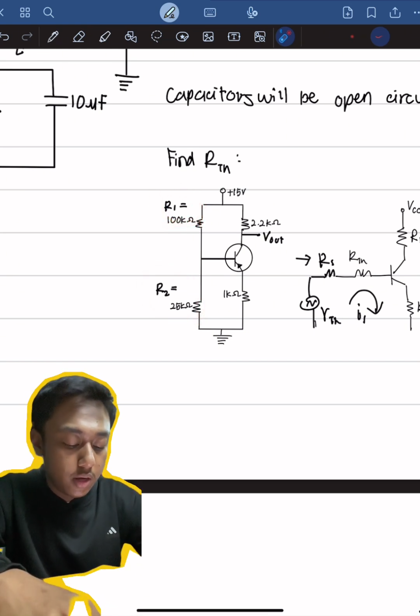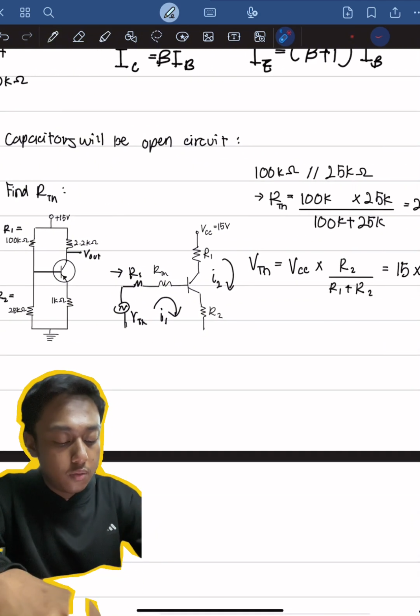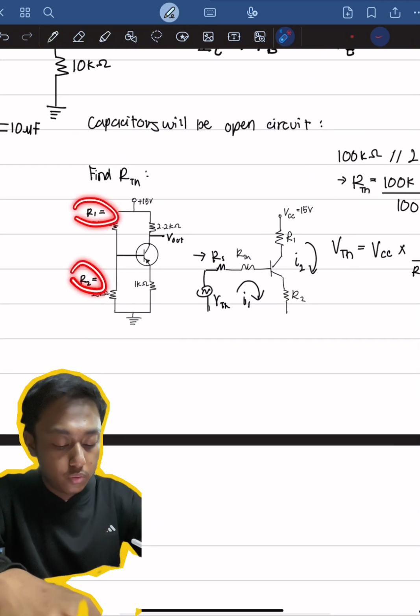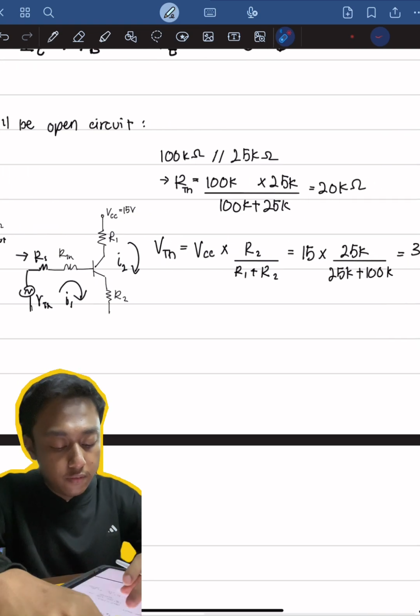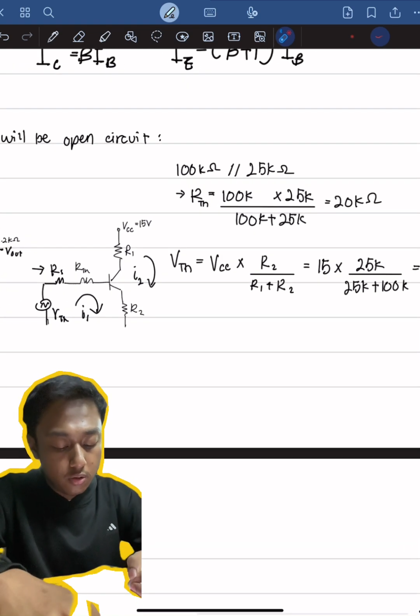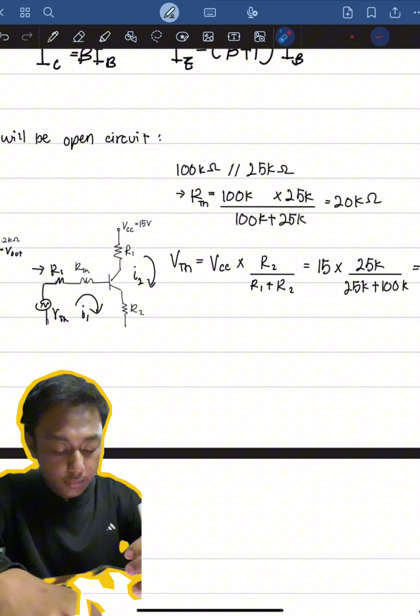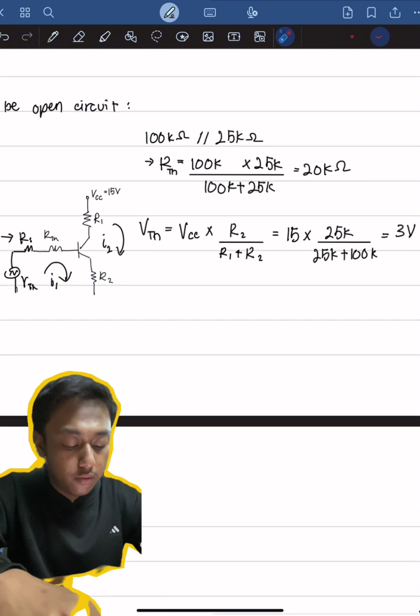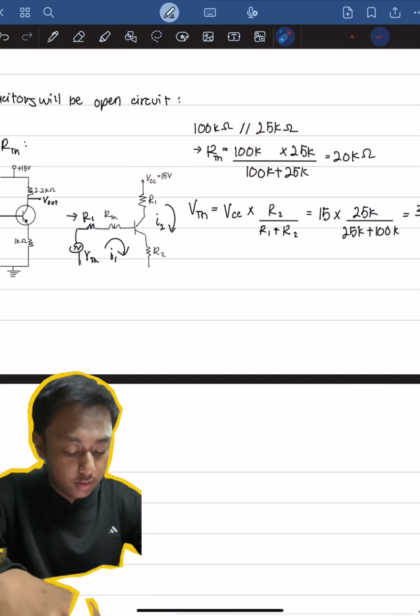So to find the RTH, since R1 and R2 is in parallel, we can straight away find the RTH. 100 kilo ohm times 25 kilo ohms over 100 kilo ohms plus 25 kilo ohms. Then we get 20 kilo ohms. Okay, then we have to find the Thevenin voltage.